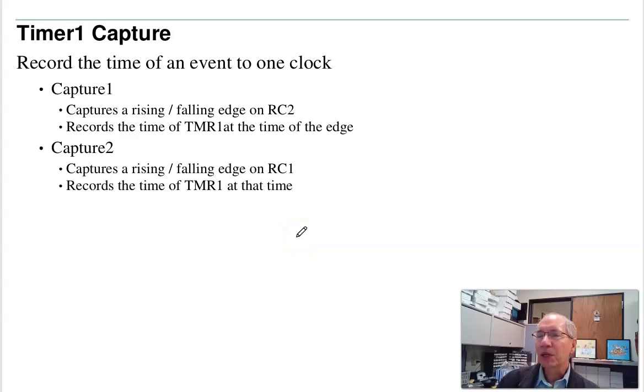The hardest interrupts are timer 1 capture and timer 1 compare. Timer 1 capture records the time of an event accurate to 1 clock. And there's 2 versions, capture 1, capture 2. Capture 1 captures the rising edge or falling edge on port C pin 2 and records the time of timer 1 at that time. Capture 2 captures the rising or falling edge on port C pin 1 and records the time of timer 1 on that event. And they are kind of backwards, that's just how they built it.